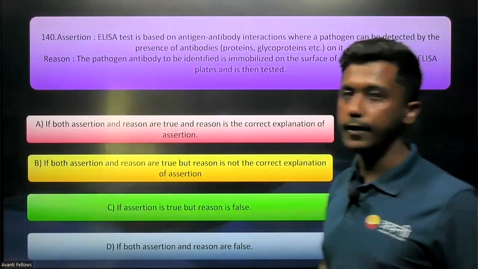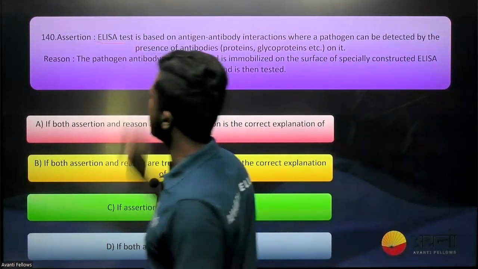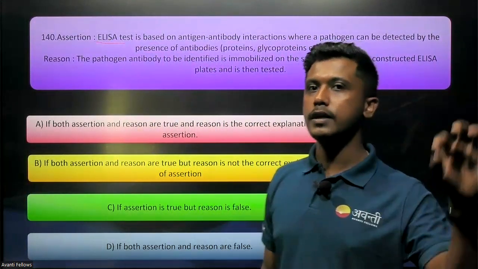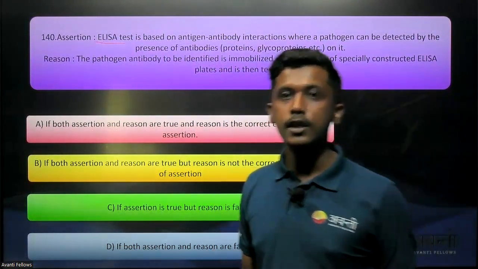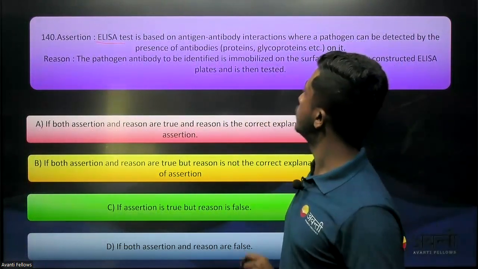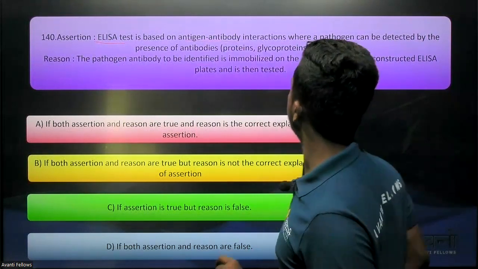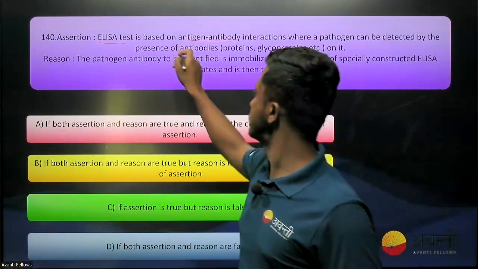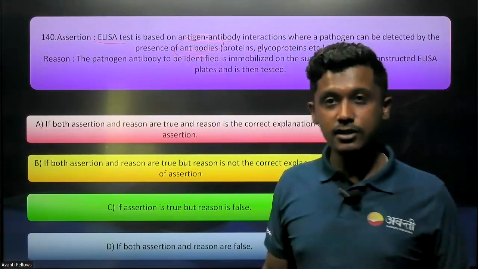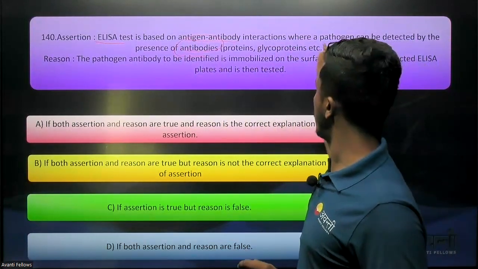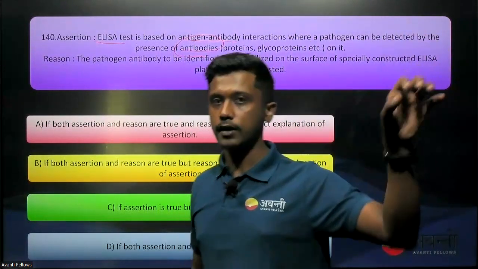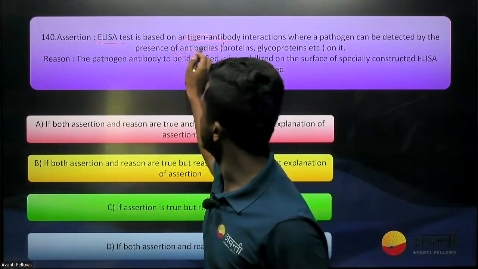So the question here is ELISA. ELISA is enzyme linked immunosorbent assay. It's an immunological assay. What we do is we target to find antigens using antibodies. Here, what they do is correct. It is antigen-antibody interactions, where pathogen can be detected by the presence of antibodies. Here it is antigens. So proteins, glycoproteins are all called antigens. So we try to detect antigens using antibodies. Okay. Next one. So this is wrong.